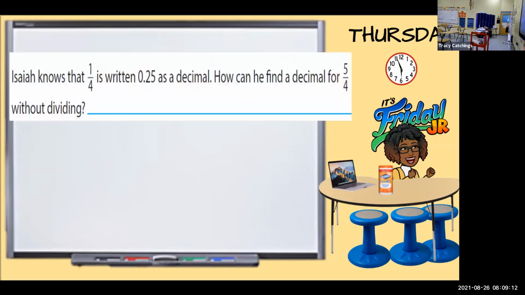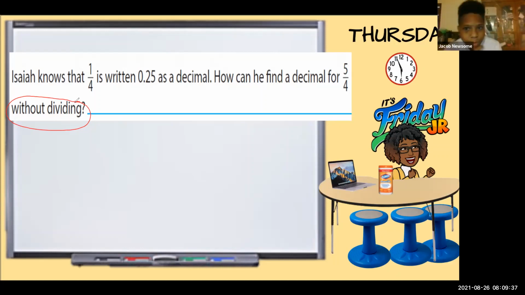All right, so that's what we're going to look at today, just terminating and repeating decimals. So looking at this question, it says Isaiah knows that 1/4 is written as 0.25 as a decimal. He wants to figure out how we can find a decimal for 5/4 without dividing. Anybody have an idea how we can figure out 5/4 without dividing?